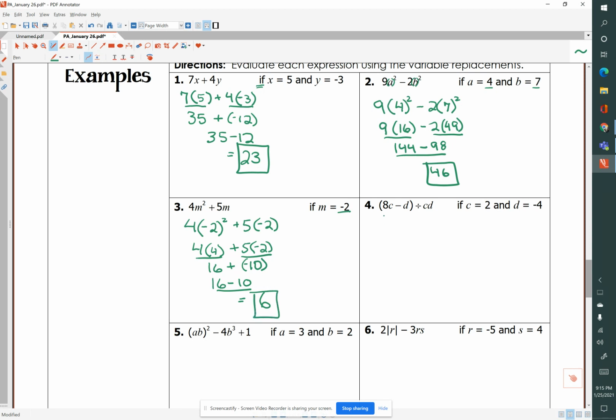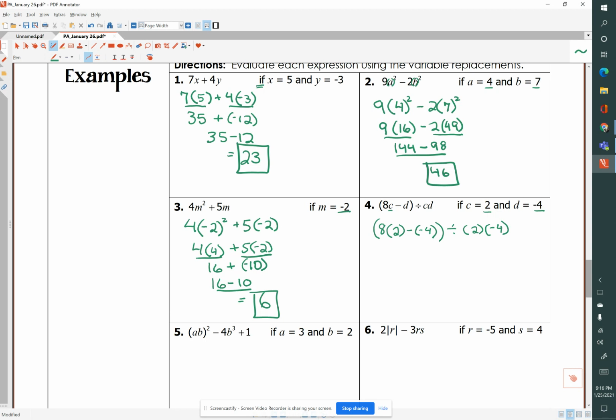Now, number 4, we have 8 times the quantity of C, 8C, the quantity of 8C minus D, and that is divided by C times D. And we need to substitute 2 for C and -4 for D. So let's use parentheses carefully. We have 8C, which is 2, minus D, which is -4. Okay, so now we have double parentheses there. Now all of that is divided by C, which is 2, times D, which is -4.